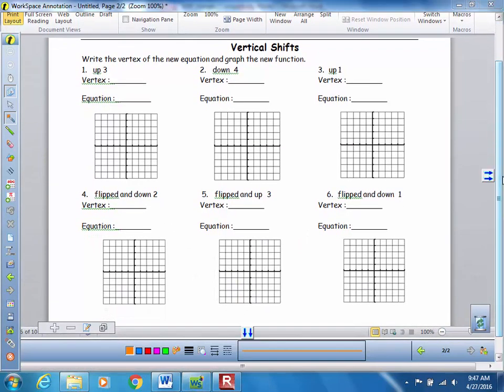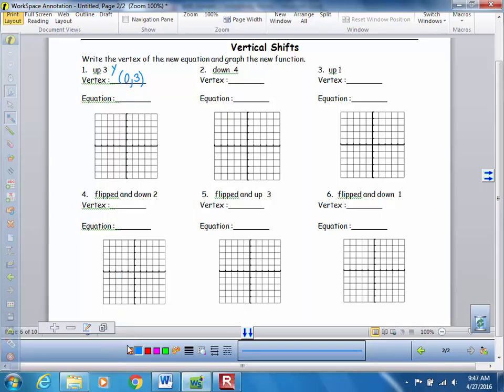Okay, so let's look at a few of those. So vertical shifts. Yesterday, did that mean we went up and down or side to side? Up and down. So looking at number 1, we're going to go up 3. So is that my x or my y? My y. So my vertex from the original equation would change from 0, 0 to 0, comma 3. We went up 3, so it changes our y by positive 3.